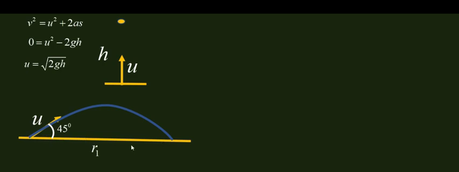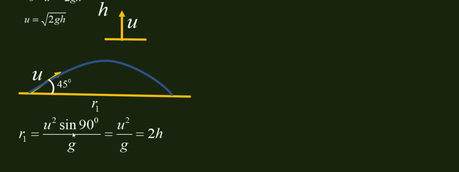Now it's given in the question that when the sprinkler is placed on the ground, the maximum distance the water can reach is r1. So this is the maximum range. We know the formula for range, u square sine 2 theta by g. Since theta is 45, 2 theta is 90, so it becomes u square by g. And putting the value of u square as 2gh, it comes out to 2h.